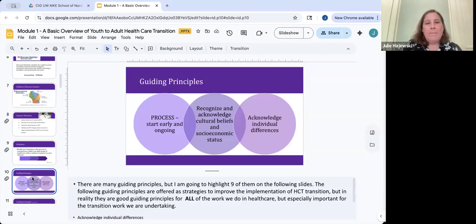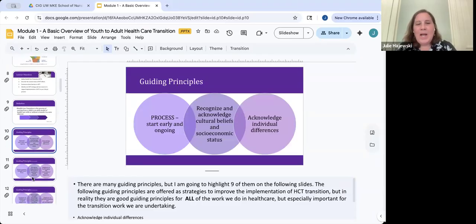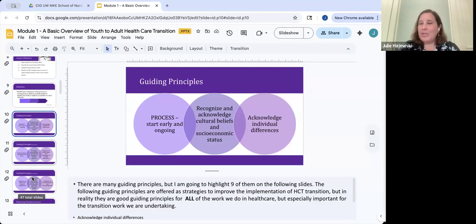They offer many guiding principles to the work. I highlight 9 of them, and they're really very simple. It's a process. Start early and keep going and keep working on it a little bit at a time. It's really important that we recognize cultural beliefs and socioeconomic status and the impacts that that can have for access to healthcare and transition services. Right along those lines, acknowledging individual differences, just like individuals without disability. Individuals with disability have unique individual differences that we have to take into consideration whenever we're doing this transition work.